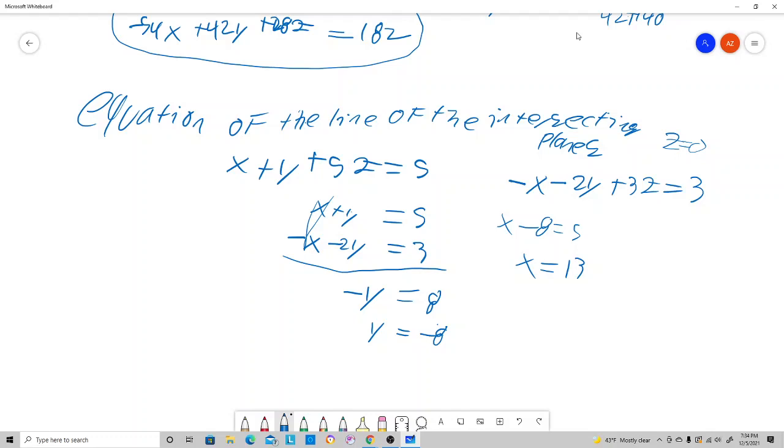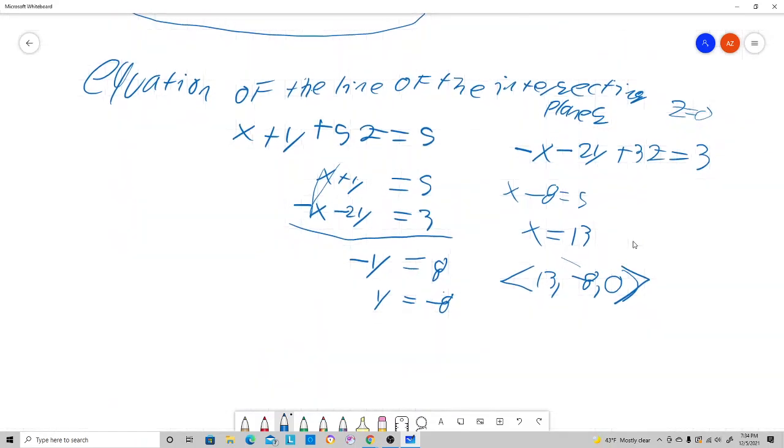It's not technically where they intersect, because they're planes. They're going to intersect as a line. But we found a point where they intersect. So I can rewrite this point as a vector, and that's going to help us. So I can say 13, -8, and then 0. Okay, so that's good.